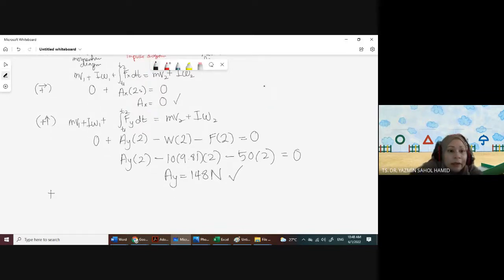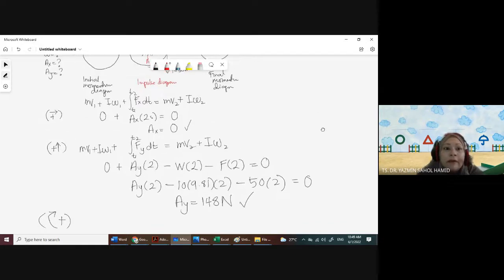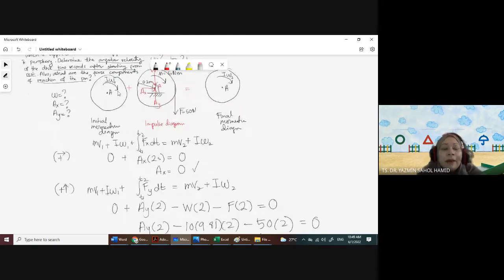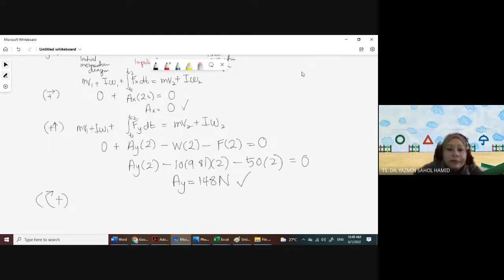do in you taking moment pula. Okay, let's say moment clockwise direction positive. So in clockwise direction, do you have anything, apa, linear momentum or angular momentum? Do you have? Ada tak? Let me write this down. MV1 plus I omega 1 plus the moment integral dt, T1 to T2, equals MV2 plus I omega 2.